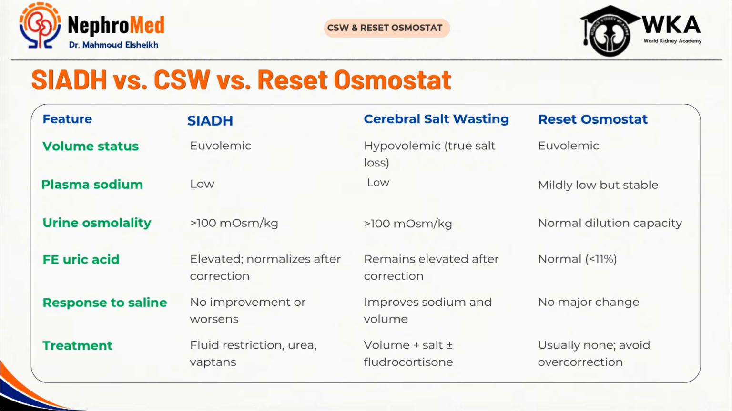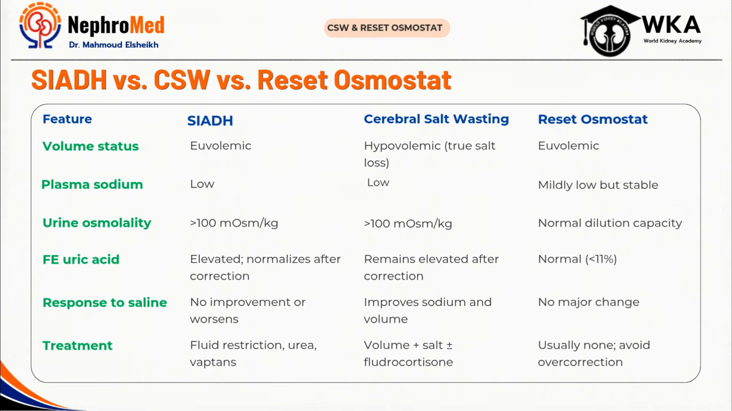And finally, reset osmostat is a second and often under-recognized condition. These patients have a downward resetting of the osmotic threshold for ADH release. So sodium is mildly low but remarkably stable, usually without a progressive decline. Importantly, the kidney still preserves normal urinary dilution capacity, which differentiates reset osmostat from classic SIADH. Patients are usually clinically euvolemic, and aggressive attempts to normalize sodium may actually provoke overcorrection or unnecessary complications. So in many cases, the best management is simply observation and avoiding overtreatment.